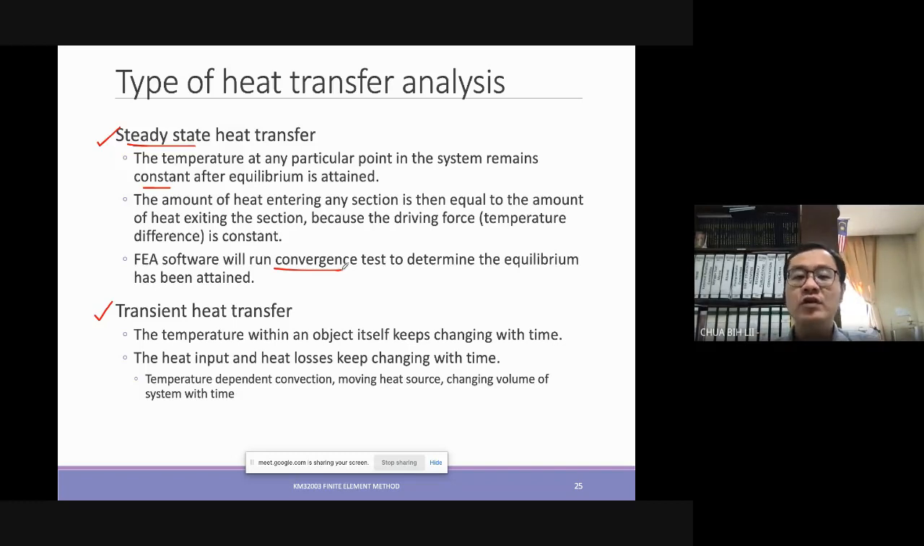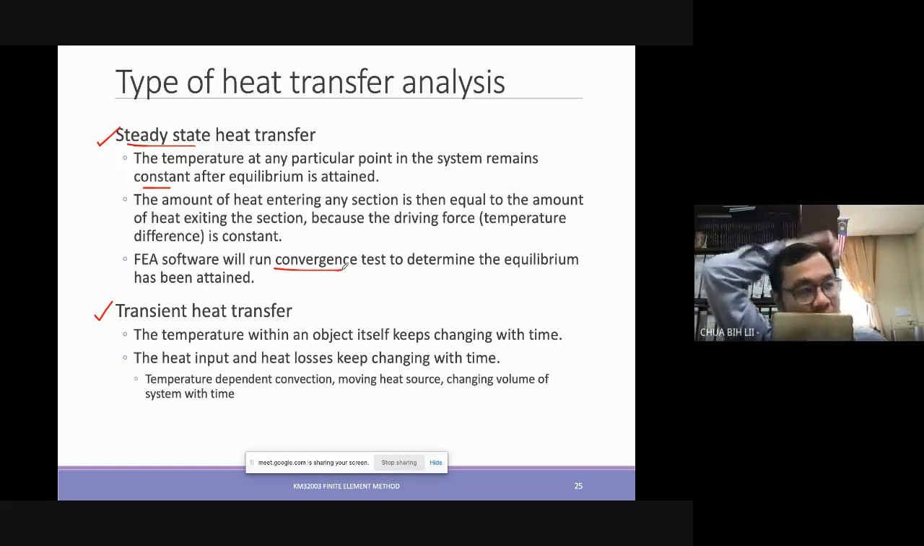But for certain cases, if you would want to model a process, for example, in the three-dimensional printing or additive manufacturing process itself, the heat is now not constant, it has not started from this point.